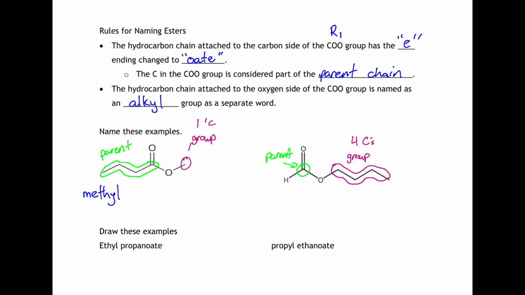How many carbons are in my parent chain? 4. So this is going to be a but-something, and the naming is OATE. So this is butanoate. Right, so this is methyl butanoate. It's a great phrasing here.